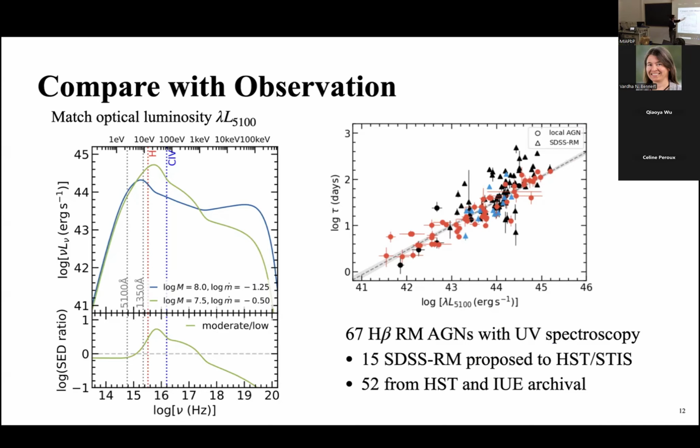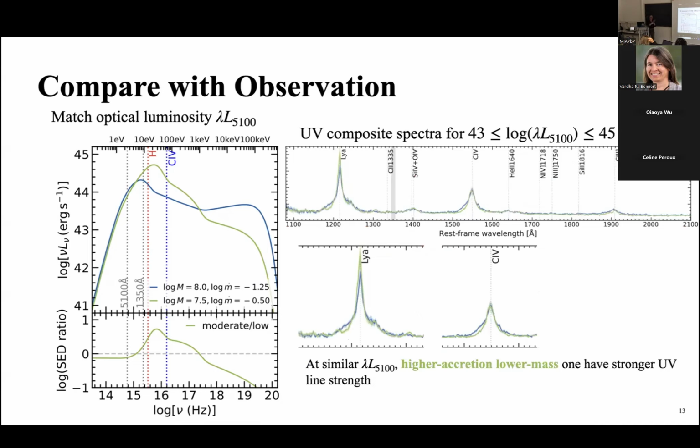The SED shape is very different in the soft UV part, around 10 to 100 eV, which is where most of the UV emission lines are ionized, because the ionizing potential is around 50 to 60 eV. So we focus on UV spectroscopy in our demo. We proposed 50 SDSS-RM observations from the Sloan HST survey, and we also got 52 local AGNs from HST and IUE archival spectra.